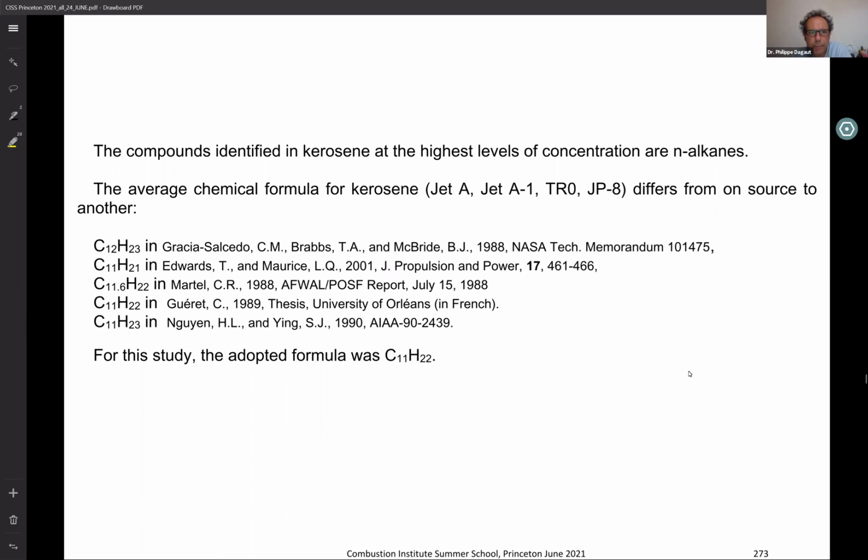So the average chemical formula of kerosene differs from one source to another, and these are examples. In that work from 88, they use C12H23. In this work from 2001, they used C11H21. Here in 88, they use C11.6H22. In that PhD thesis, 89, they use C11H22. And here in that paper from 1990, they used C11H23. And so in Orléans, we are used to using this formula C11H22.